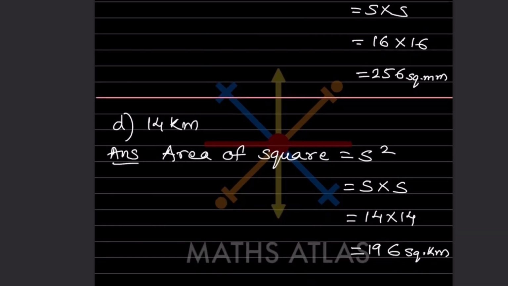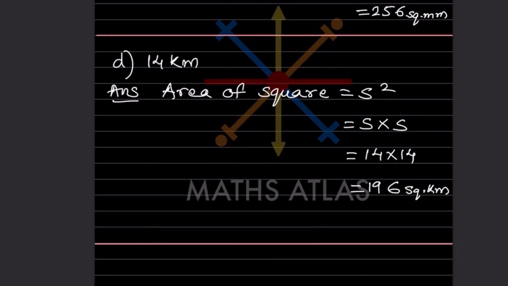So now 14 kilometer is given. The area of a square is S square, and this is S into S, that is 14 into 14, that is 196 square. This is in kilometer.